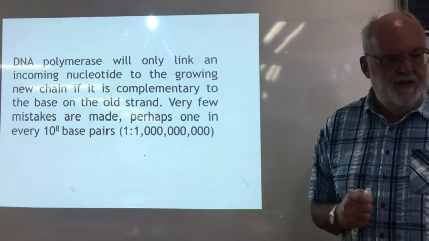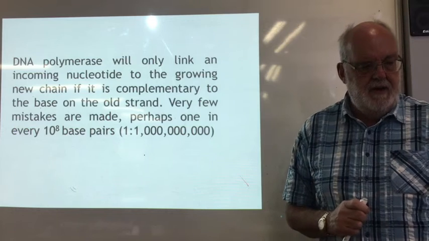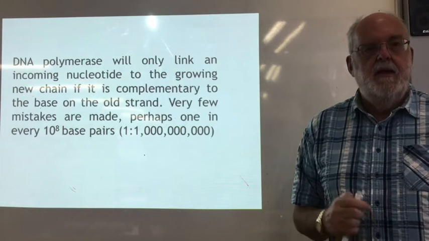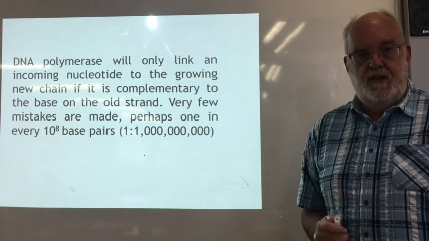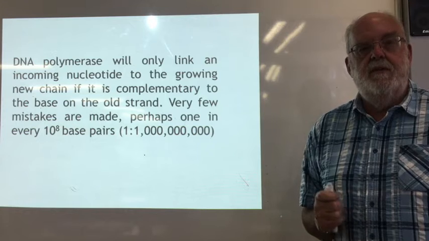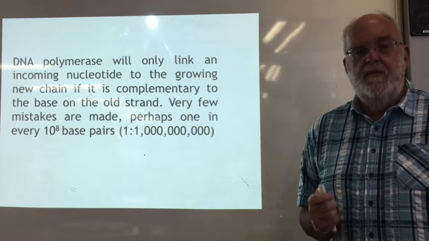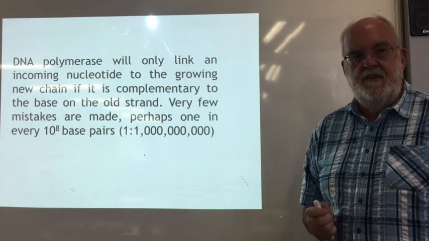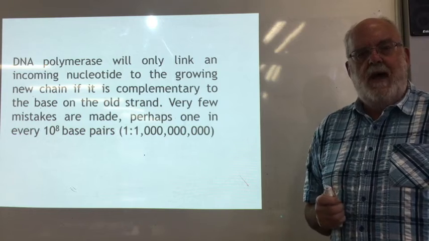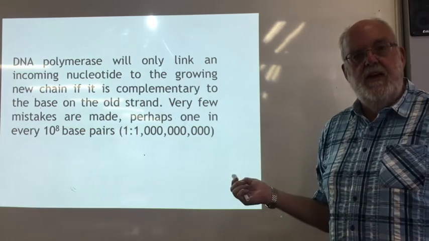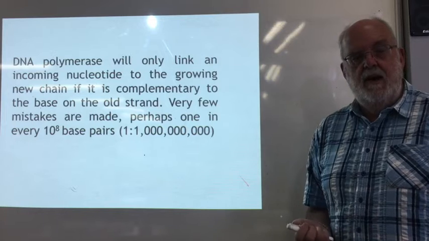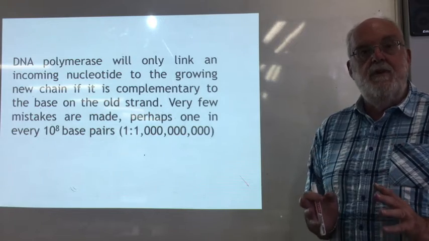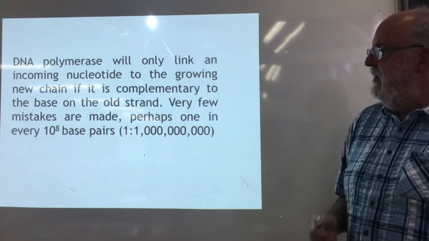So DNA polymerase will only link an incoming nucleotide to the growing new chain if it's complementary to the base on the old strand. You might remember when we were doing the cell cycle, we said that it's a very accurate process. There's actually an enzyme that zips its way up and down the newly formed chromosome to check for mistakes. But mistakes very, very seldom happen because of this business of having to join together correctly, adenine only joining with thymine, cytosine only joining with guanine, so the base sequence is almost inevitably going to be right. And the chances of a mistake are very, very slight.